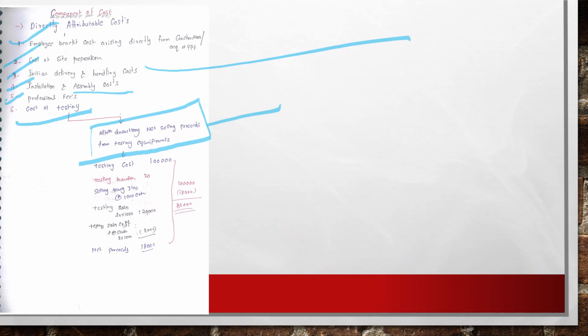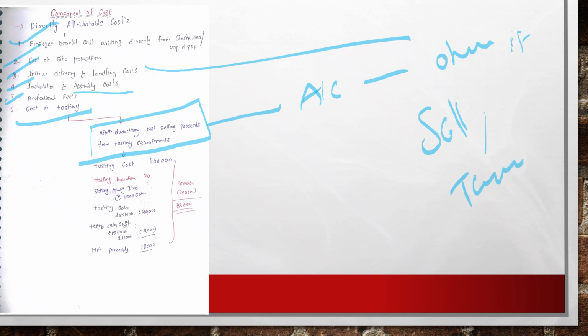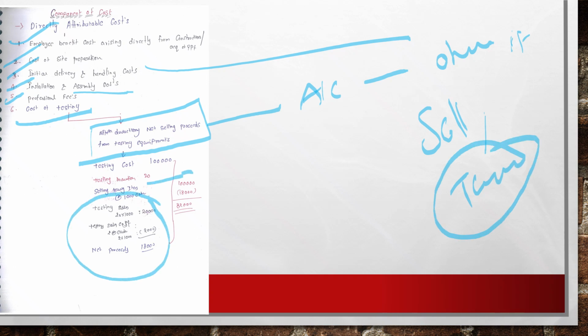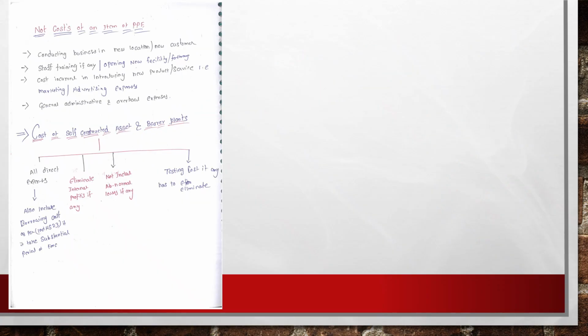You should not account for this as other income if you sell any testing products. That sale proceeds should be reduced from the testing cost, and that net amount should be added to the PPE. Till that summary we have completed in part 3.